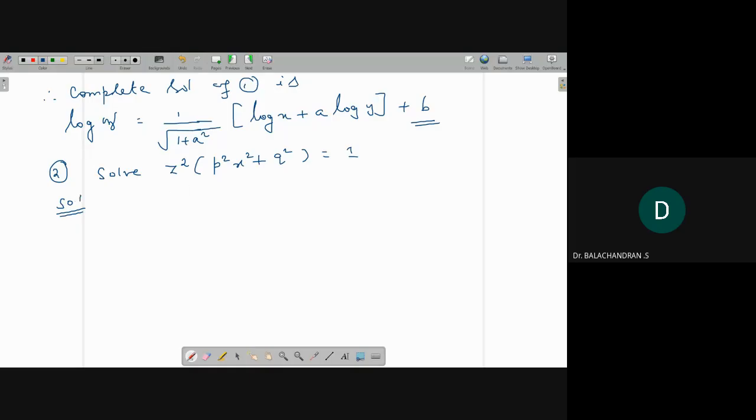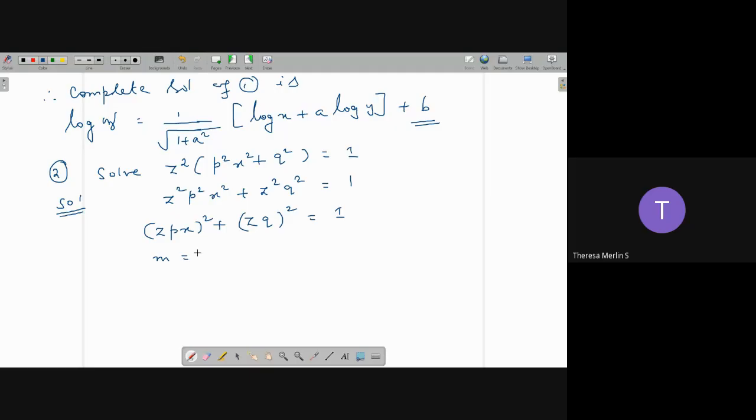So you can write this as z²p²x² plus z²q² is equal to 1. You can write this as (zpx) whole square plus (zq) whole square is equal to 1. Because the power of p and the power of q should be the same, then only you can find the value of m and k. What is m here?